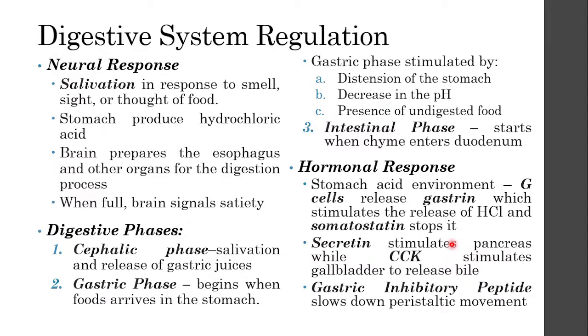So those are the digestive system regulations, the hormonal and neural responses in your body. We've also talked about which part of the digestive system these carbohydrates, lipids, proteins, and vitamins are digested in, and we've also talked about why food is important.